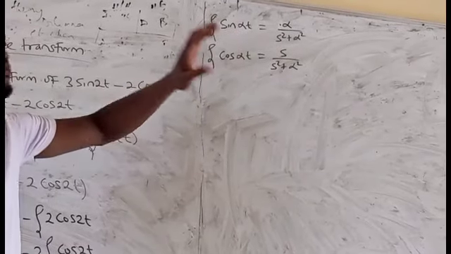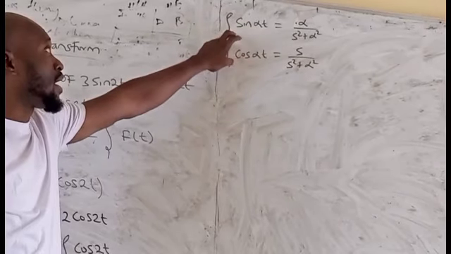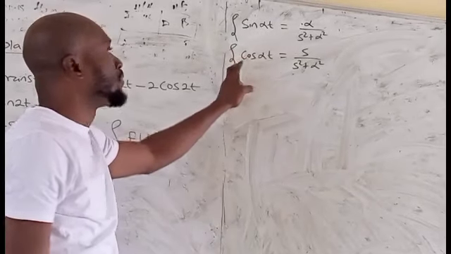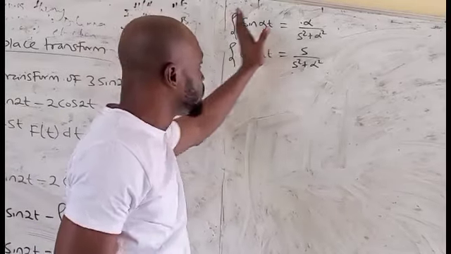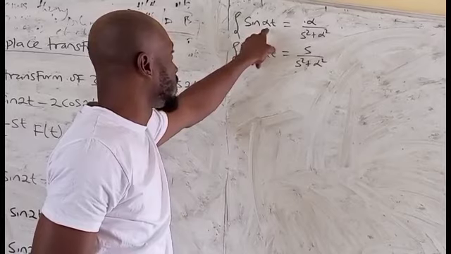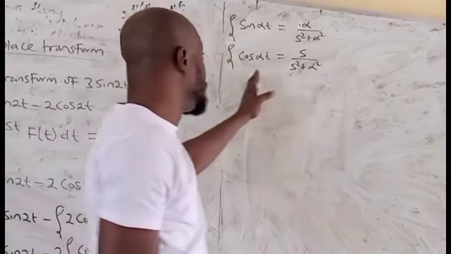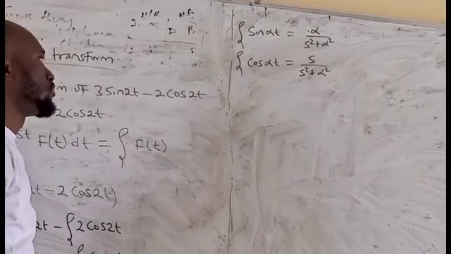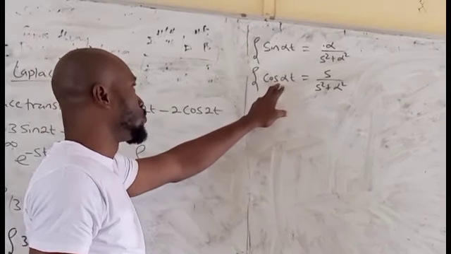If you check my YouTube channel, you see how I derive this formula, how I obtain the Laplace transformation of sine alpha t, and how I obtain the formula for the Laplace transformation of cos alpha t. So from the proof, the Laplace transformation of sine alpha t will give you alpha over s squared plus alpha squared. Then the Laplace transformation of cos alpha t will give you s over s squared plus alpha squared.